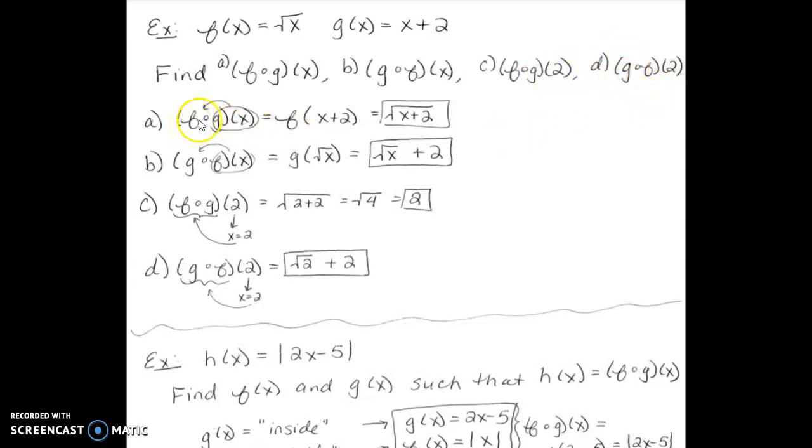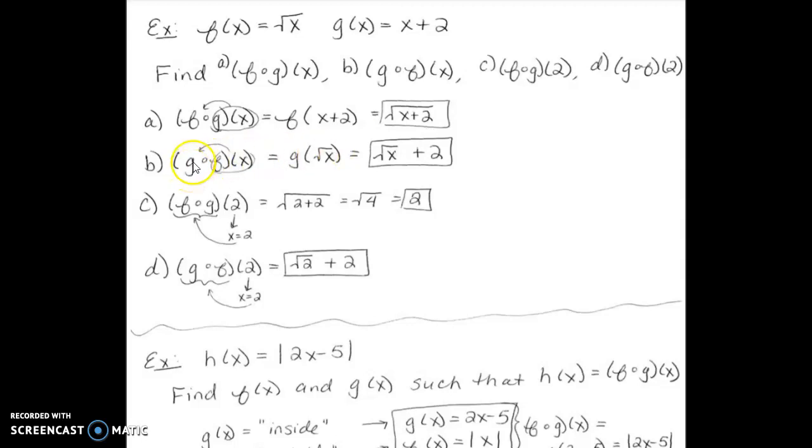So part A, f composed with g of x means g of x is going to be evaluated in the f function. So we're going to keep f out here. Inside we're going to plug in g, which was the x plus 2. So then we take the function f right here and replace the x expression with the x plus 2, the whole function g. So that becomes the square root of x plus 2. Nothing more we can do with that.